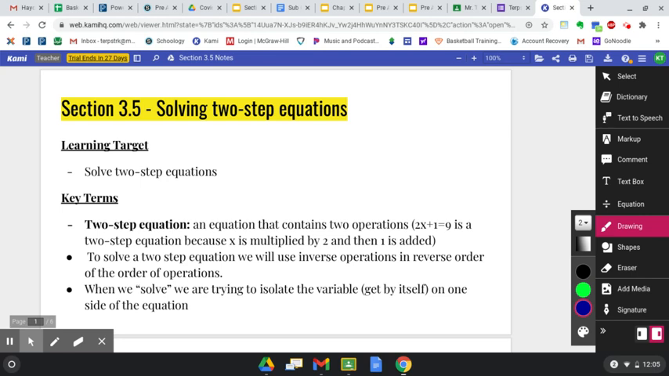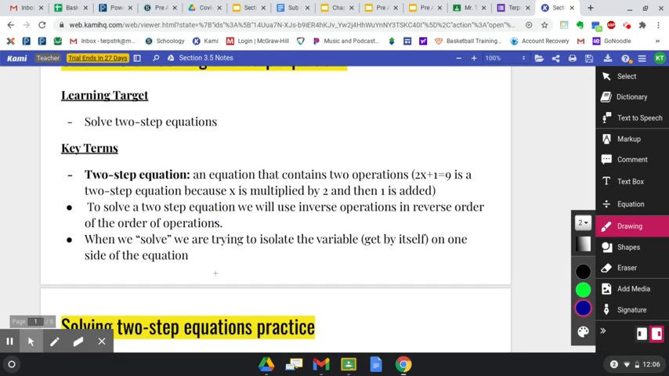Okay, again, we'll use inverse operations to solve, and we're going to use the reverse order of operations, meaning we have to get rid of addition and subtraction first before we inverse multiplication and division. And that'll make more sense as we look at the examples. All right, and then remember, when we're trying to solve, we're trying to isolate the variable, meaning get it by itself on one side of the equation.